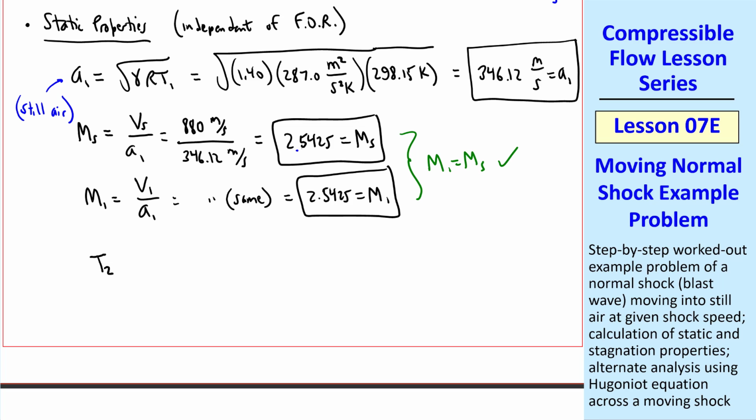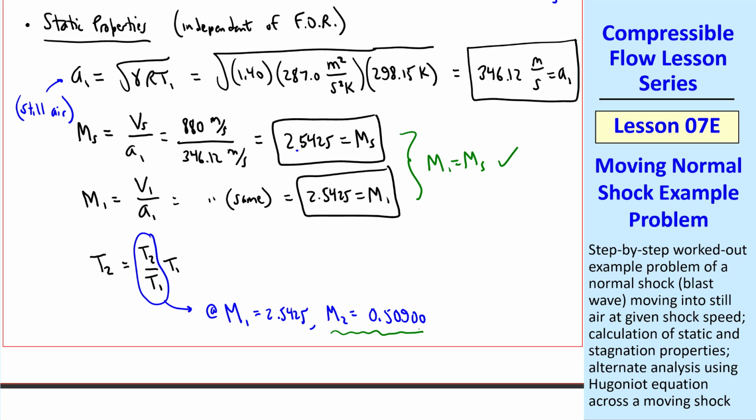For temperature T2, we use our ratios. T2 is T2 over T1 times T1, and we can get this equation from our stationary shock equations previously. I won't write out all the equations, but at this Mach number M1, M2 is 0.50900. As I mentioned previously, we can use M2 as an intermediate step to simplify our equation for T2 over T1. But keep in mind that M2 is not the same as MAS in the moving shock reference frame. Since temperature itself is a static property, T2 and TAS are the same.